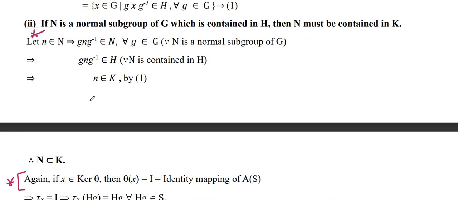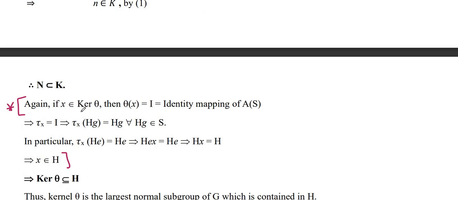So it has to come here. So what does it say? Kernel x belongs to kernel theta should imply x belonging to H. So if x belongs to kernel theta, then theta of x equals I, which is the identity mapping in A of S. And theta of x is tau x, so that is equal to I means we have this.